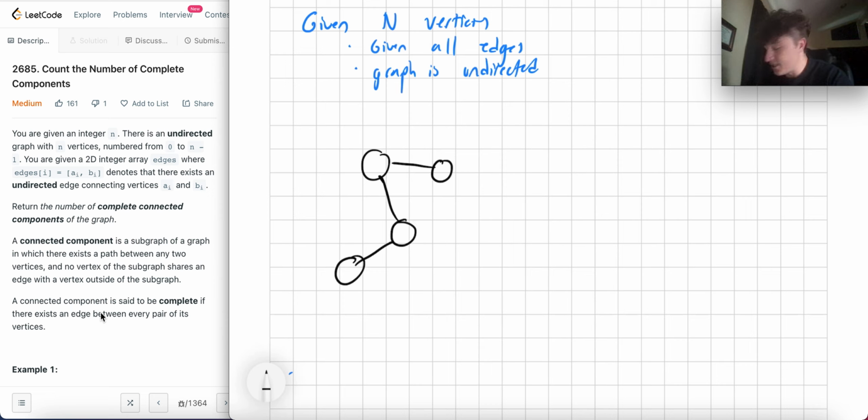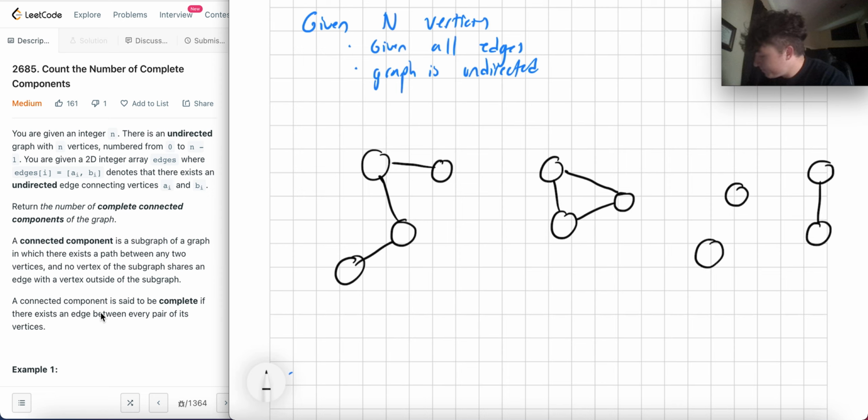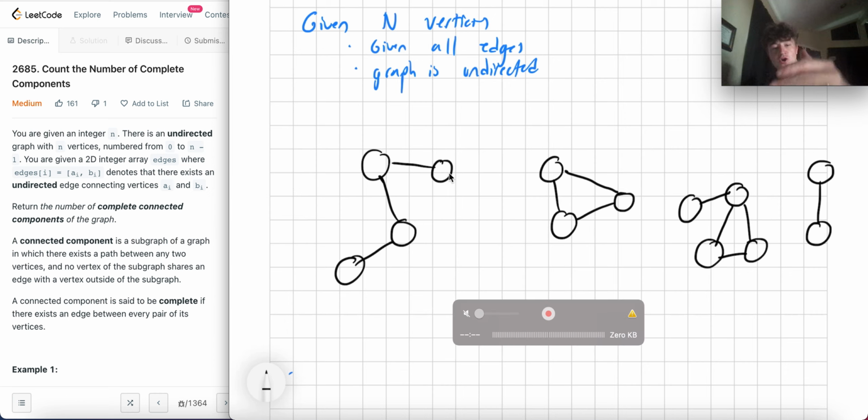So this is one such connected component. Here's another connected component. Here's another connected component. Here's another connected component. Another one. Okay, whatever. So these are all connected components, because from one node, I can get to any other node. From this node, I can get to this node. From this node, I can get to any node in here. From any starting node, I can get to any ending node within this component. But what does it mean for it to be a complete connected component?